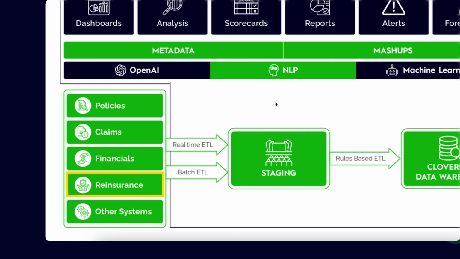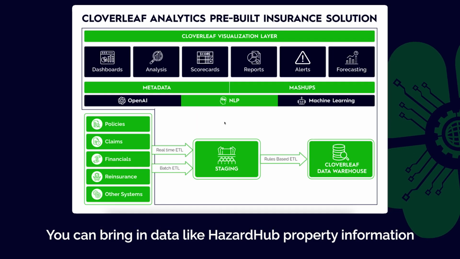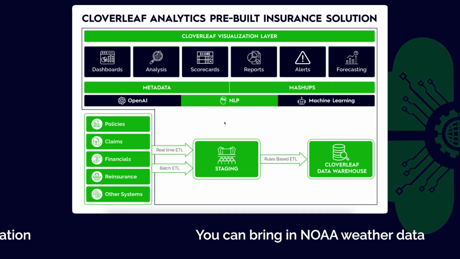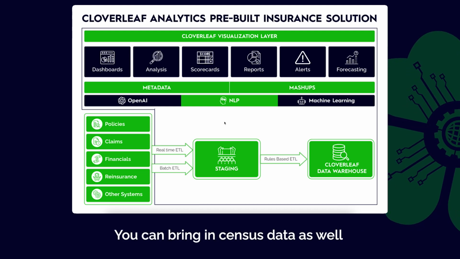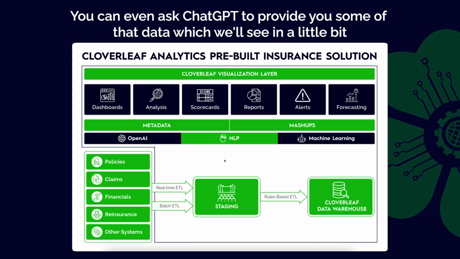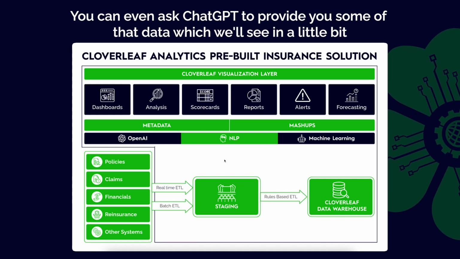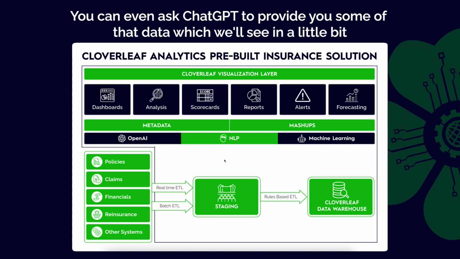And we support third-party data out of the box. You can envision this as a large data lake. So you can bring in data like HazardHub property information. You can bring in NOAA weather data. You can bring in census data as well. Or you can even ask ChatGPT to provide you some of that data, which we'll see in a little bit.